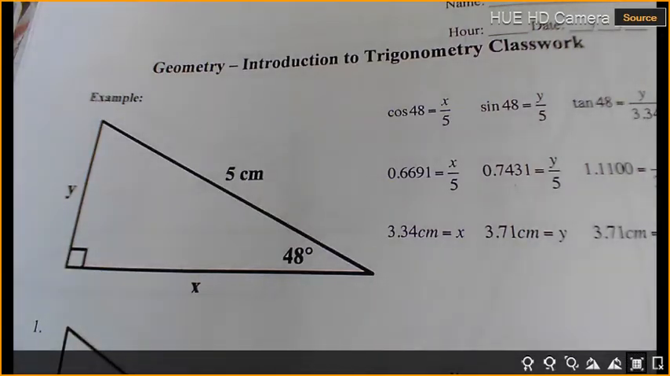All right, we're going to look at trig today, everybody. So this is sine, cosine, and tangent. And we're going to set these up in this way.